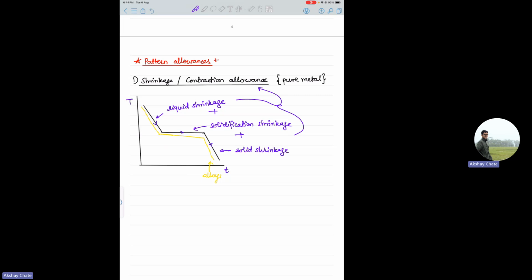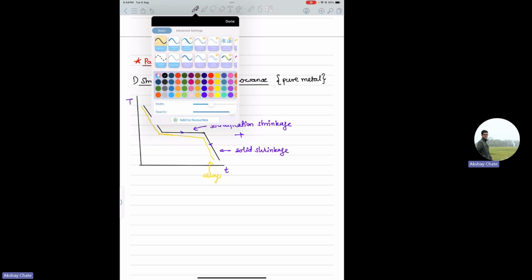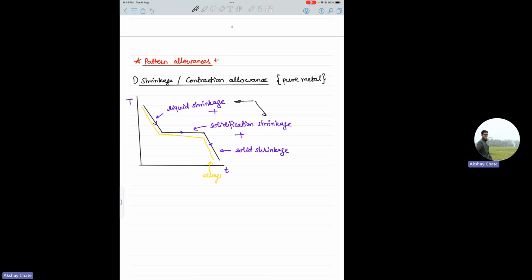These three types of shrinkages are there, but not all of them can be considered while giving the pattern allowance. We'll see in tomorrow's or next week's class that two of these shrinkages are compensated by the riser. This is one component of your gating system, called the riser. It has liquid metal for a longer time, and it will compensate for liquid shrinkage and solidification shrinkage during phase change. So shrinkage is of three types, but shrinkage allowance is considered primarily for solid shrinkage. Okay, so that is one thing.